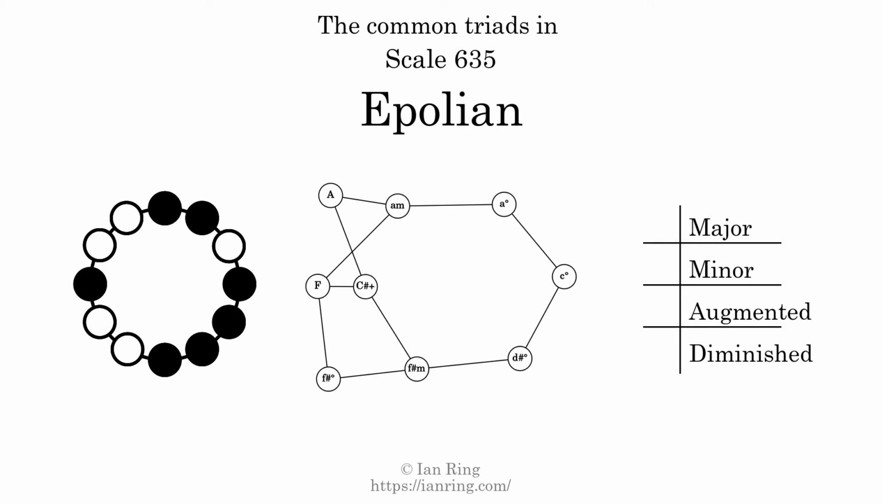The diagram in the center is a graph of parsimonious voice leading between triads. There are 2 major triads. There are 2 minor triads. There is 1 augmented triad. There are 4 diminished triads. Here is a Hamiltonian path of parsimonious voice leading that uses all the triads.